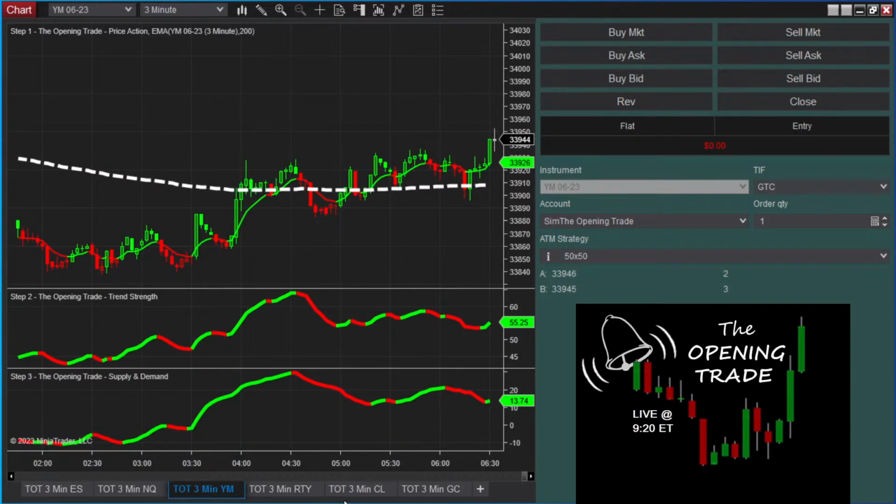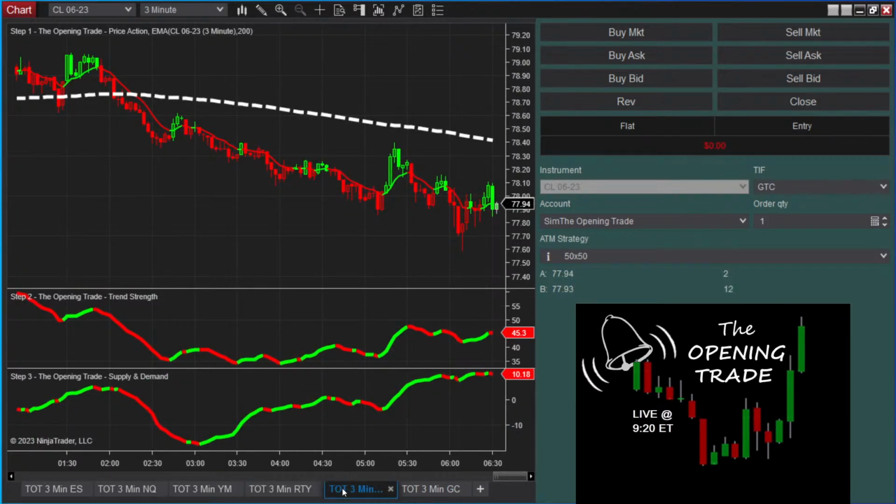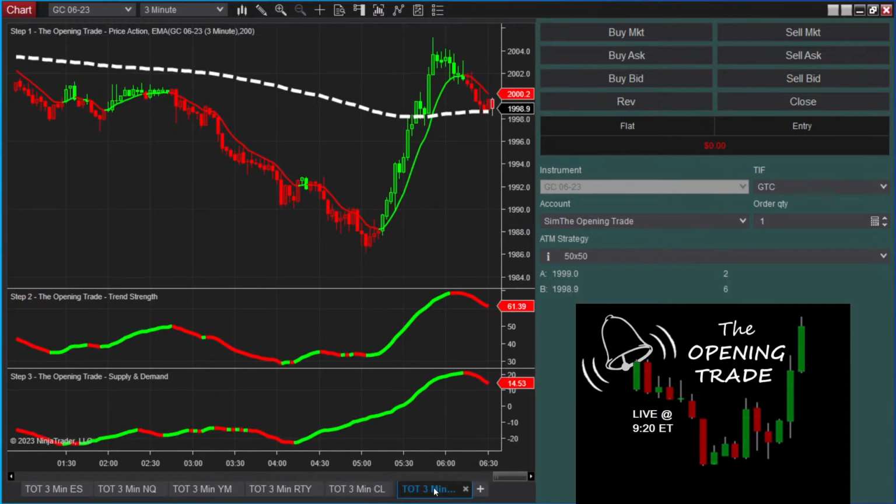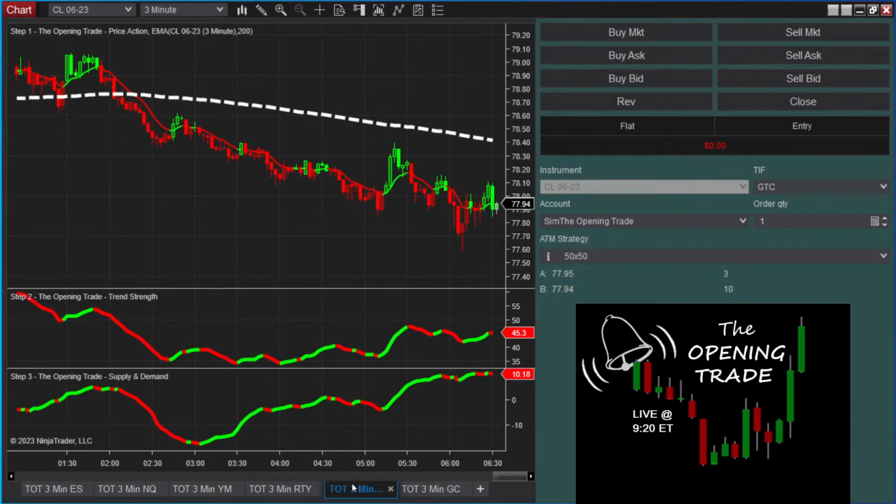I don't do any manual trading until I've seen the first candle after the market has opened. And then I use our three-step manual trading system. So I try to adhere to that. That's why these charts are red and green for the three-step manual trading. Let's take a look. Here's the Russell. Here's the crude oil. So crude oil and gold's too close to the 200 period EMA to do anything with.